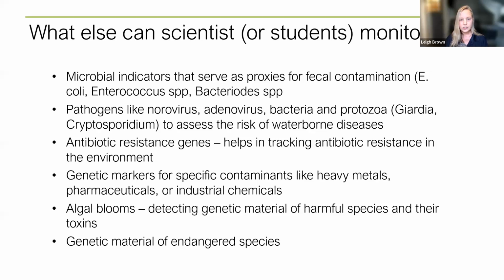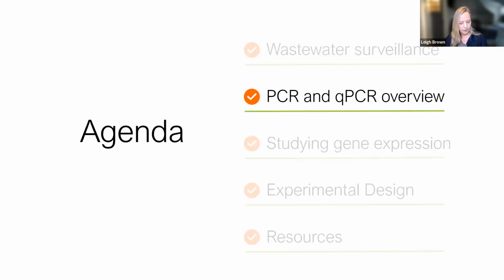Antibiotic resistance genes, this is a huge field right now. They're doing this around different farms and things like that, to track antibiotic resistance levels in the environment, and genetic markers for heavy metals, algae blooms, looking at genetic materials, so the specific species that might be harmful, and tracking endangered species as well. So they can look and see if those endangered species are there, are their populations declining, are they increasing in a specific area. So lots of good ideas here. And we've seen students and teachers go after a number of these ideas. So I'll bring up a few later on, but hopefully this gets your creative juices flowing.